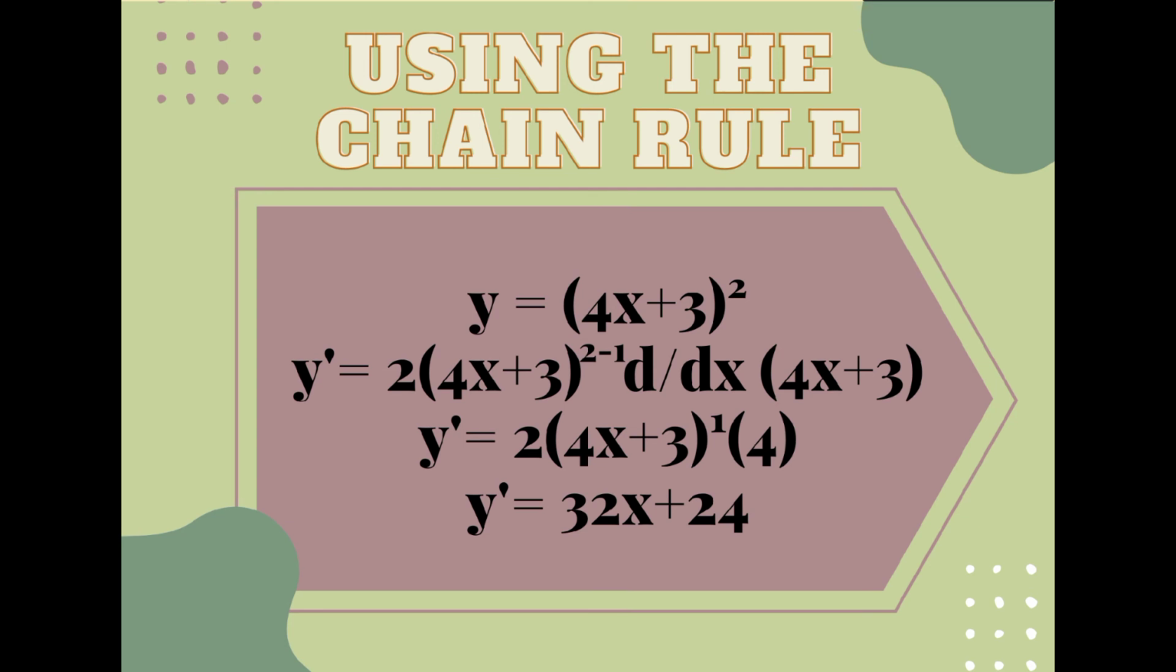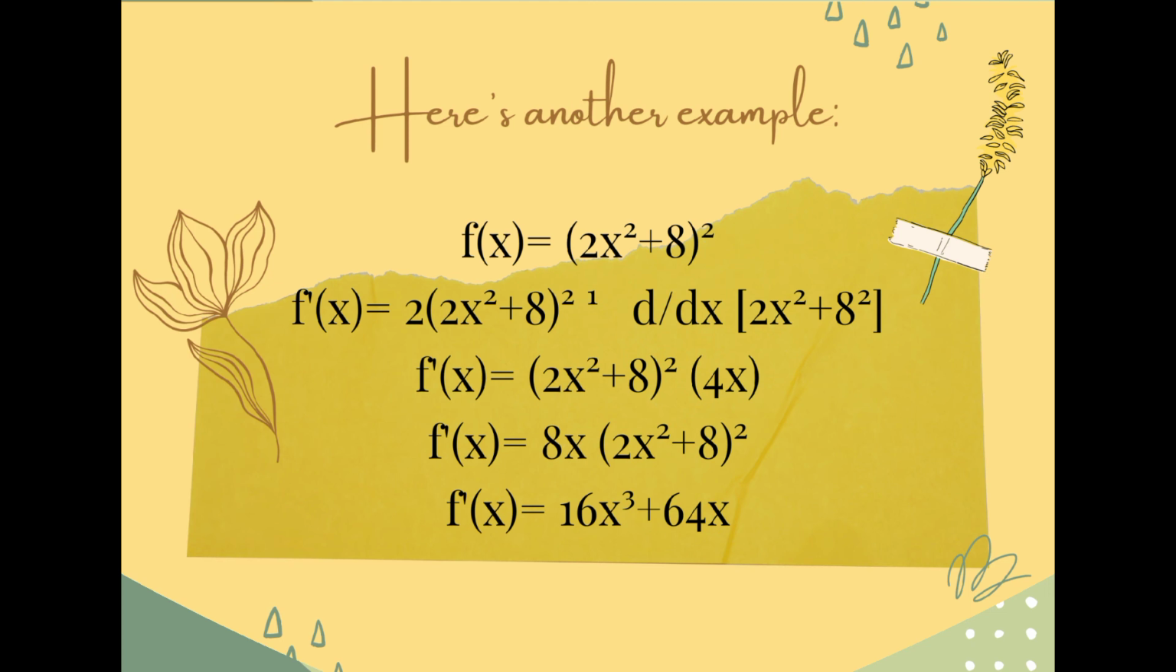Next, just copy the 2 multiplied by (4x plus 3) raised to 1 times 4. To get the final answer, just multiply the 2 by 4, so it will be 8. Then multiply 8 by 4x, so it will be 32x, then 8 by 3, so it will be 24. So the final answer is 32x plus 24.